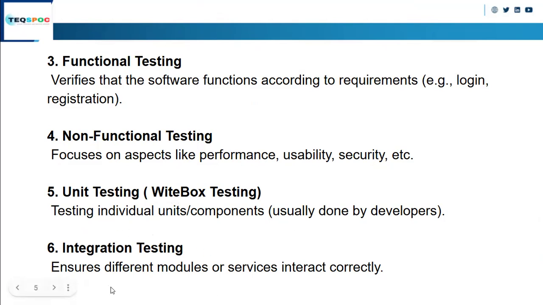Then integration testing. Integration testing ensures the different modules and services interact correctly. Basically, in software we have different modules. One module is for searching, one module is for email, one is for payment, and one is for adding the product to the cart. After adding the product to the cart, it will automatically show the amount of the price. So these two modules are interacting with each other. That is called integration testing. Means you are checking whether the modules or services interact correctly or not.